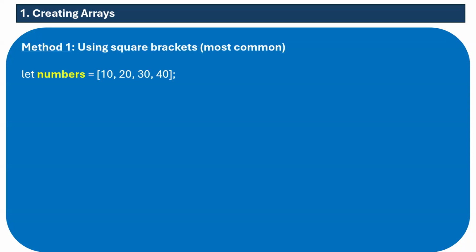Just now we have seen this syntax. The approach one, square braces. Very commonly we use it. See, I created an array called numbers. Let numbers equal to square braces. I gave 10, 20, 30, and 40. And the index is 0, 1, 2, 3, correct?